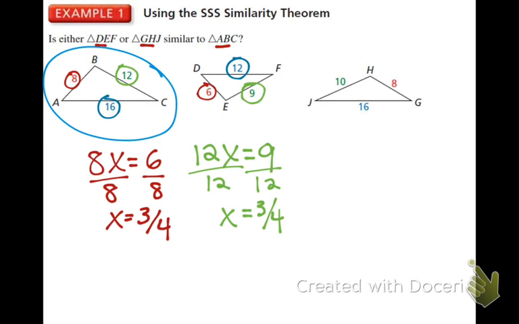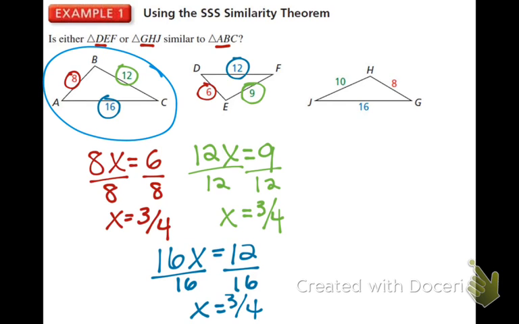We have the last set of sides. 16 times the scale factor gives us 12. Divide by 16. What is 12 over 16 reduced to? 3/4. So, are these two triangles similar? So then your answer would be, because it's asking which, it's either DEF or GHJ that is similar, so we're going to say triangle DEF is similar to triangle ABC.